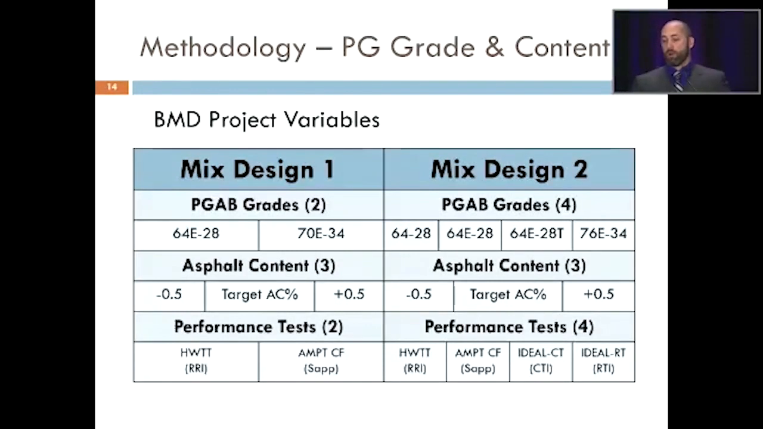On top of the next level, all of our benchmarking that we're looking into is being able to provide contractors with the ability to improve their designs. So we've started doing some research work. We started with just one mix design, intending on shifting the grade, so you try to capture the effect of a different PG grade on these indices, with the asphalt content at three different points so we can get some sort of relationship. We started with just the Hamburg wheel tracker and the AMPT, the more in-depth tests.